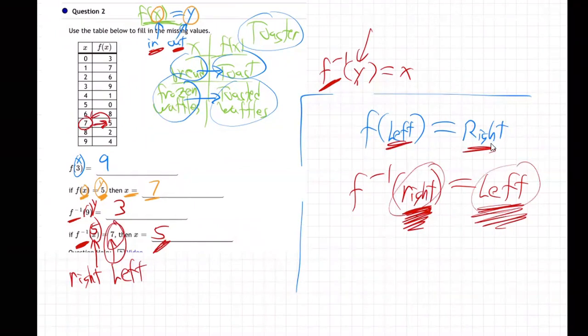So inverse functions just run things backwards is what they do. The main thing you need to look at here is what's in the parentheses on the right. What comes out is on the left. 7 on the left, go right there, goes with 5. So there we go.